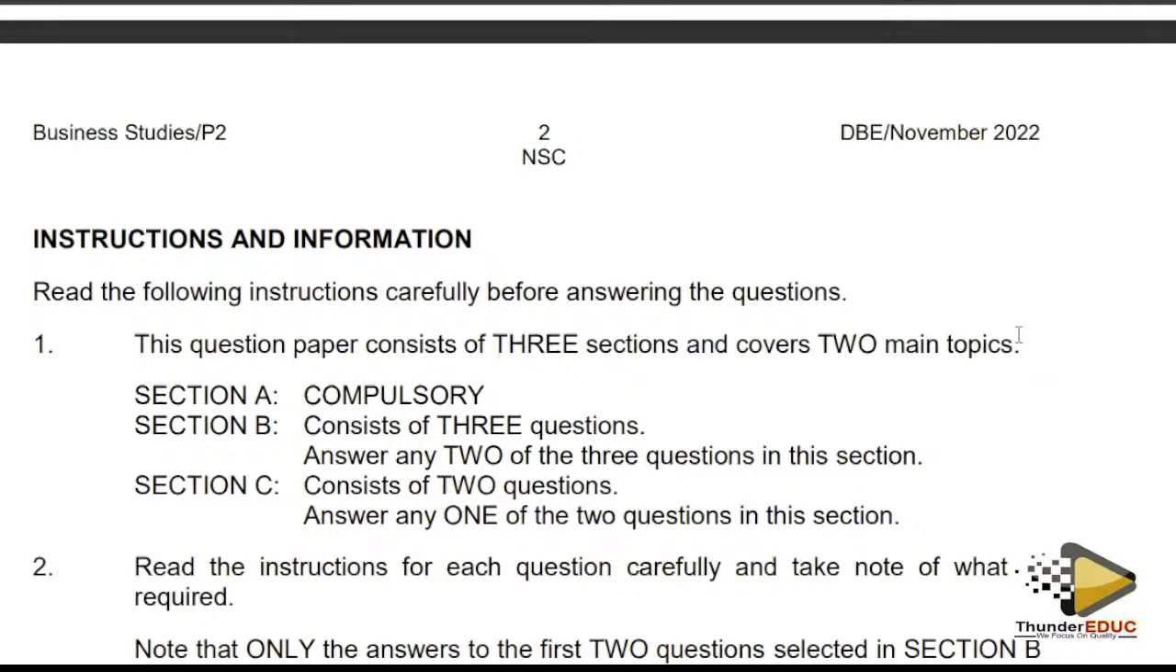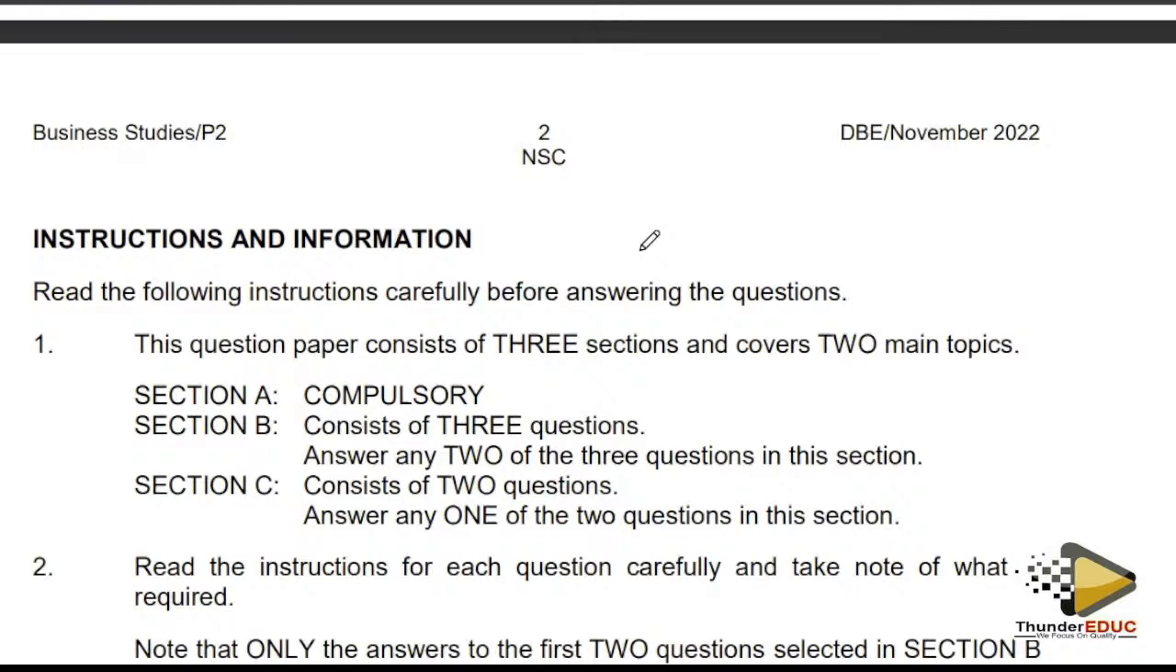So today we are going to discuss paper two, in particular the one for November 2022. Okay, right. Christoph, remember I always tell you that before we can actually get started into answering any particular question, you should always pay much attention to the information given. Remember, you should always take into account that section A is always compulsory, and in section B, you are given three questions, and the expectation is to select only two questions. While in section C, you are given two questions, and the expectation is to select one question.